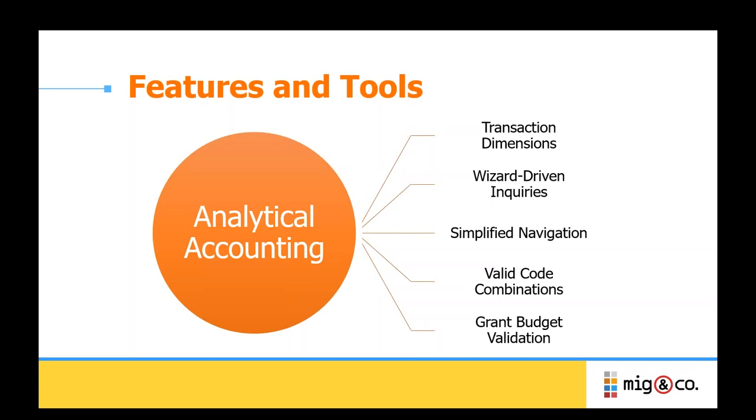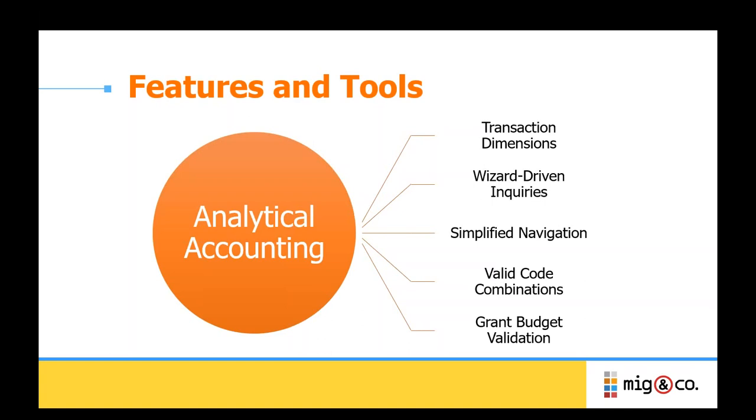With analytical accounting, you could just have trade shows, and then you could create a dimension within analytical accounting called trade shows that had codes for each of those cities where those activities would take place. So very, very helpful from that standpoint.